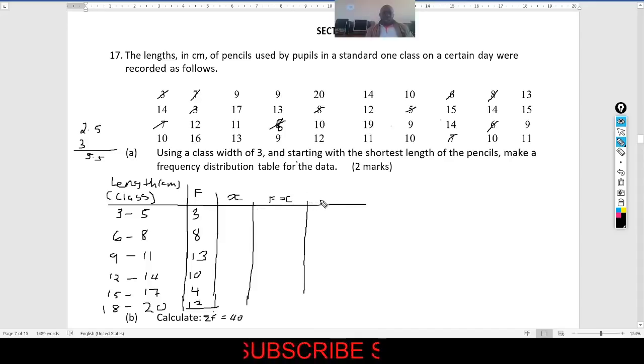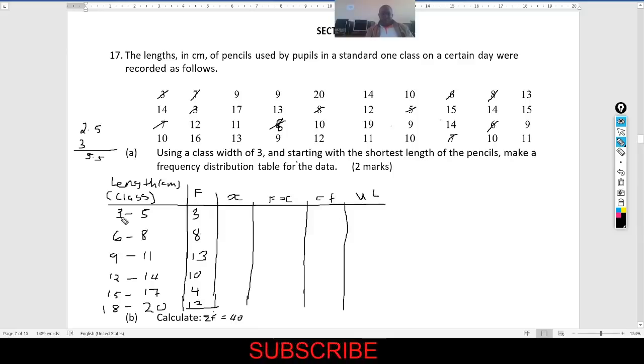I also need to find the cumulative frequency so that I can be able to find where the median class lies. The median class lies, so I need the cumulative frequency. I can also find what we call the upper limits. That is to enable me.